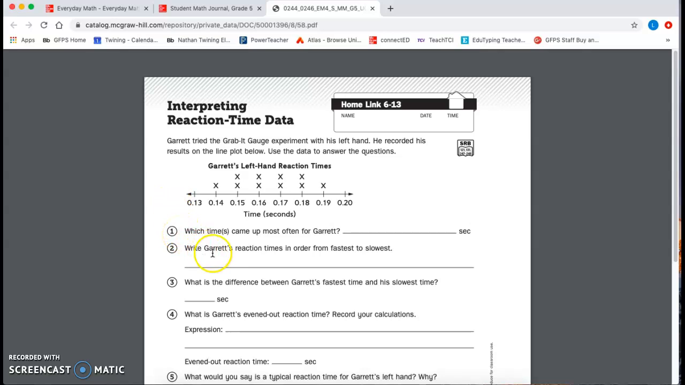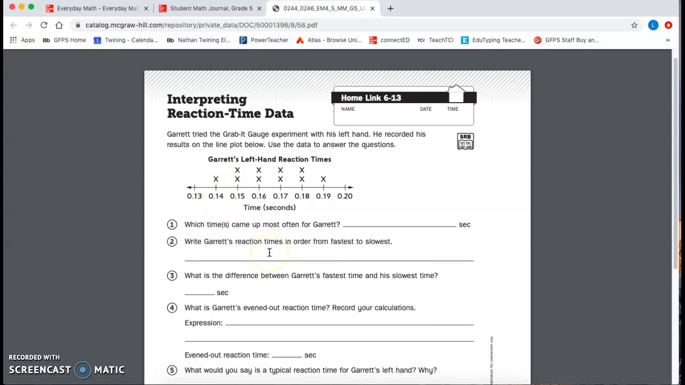Then write Garrett's reaction time in order from fastest to slowest. So that means that you need to write each one. So if there's 1 x over 14 hundredths, you'd write just 1. If there's 2 x's over 15 hundredths, you would write it twice. So you'd write 14 hundredths, comma, 15 hundredths, comma, 15 hundredths, comma, so on all the way down. It says, what is the difference between Garrett's fastest time and slowest time? The difference, remember that's subtraction. So you're going to take the fastest time and you're going to subtract the slowest time to see what the difference is.